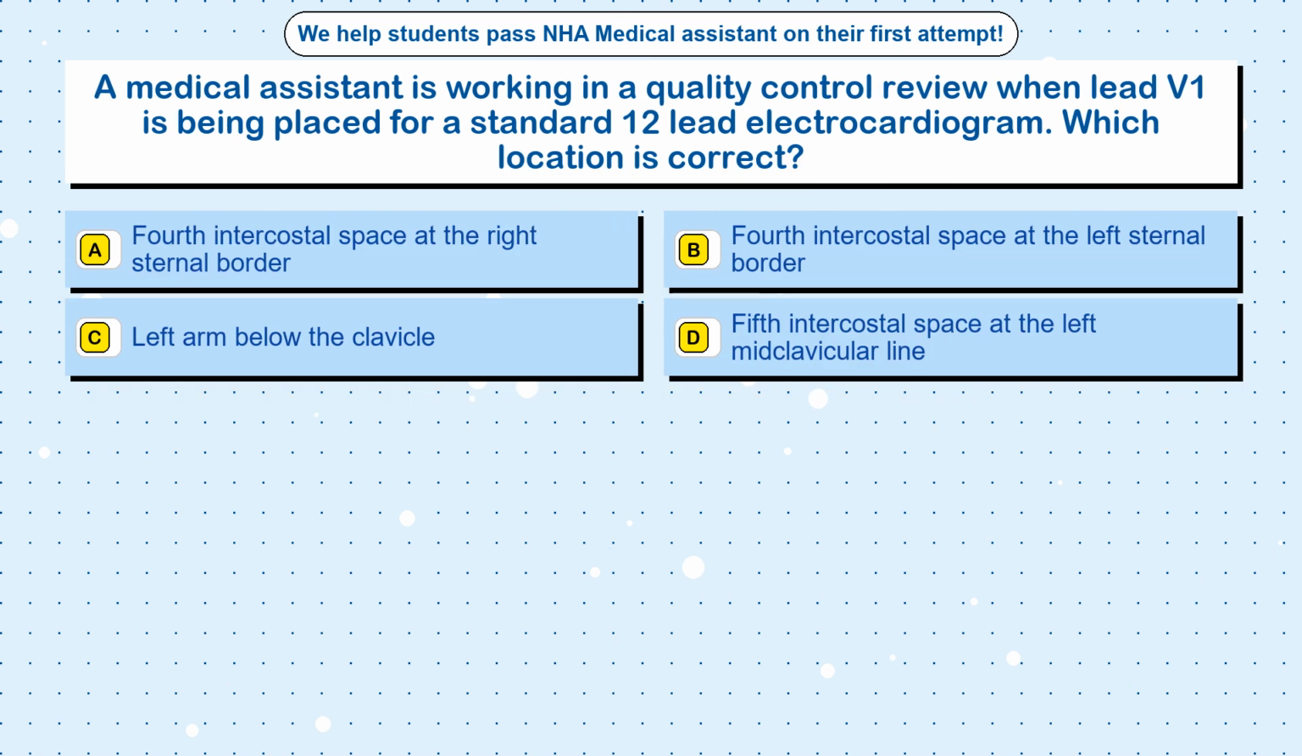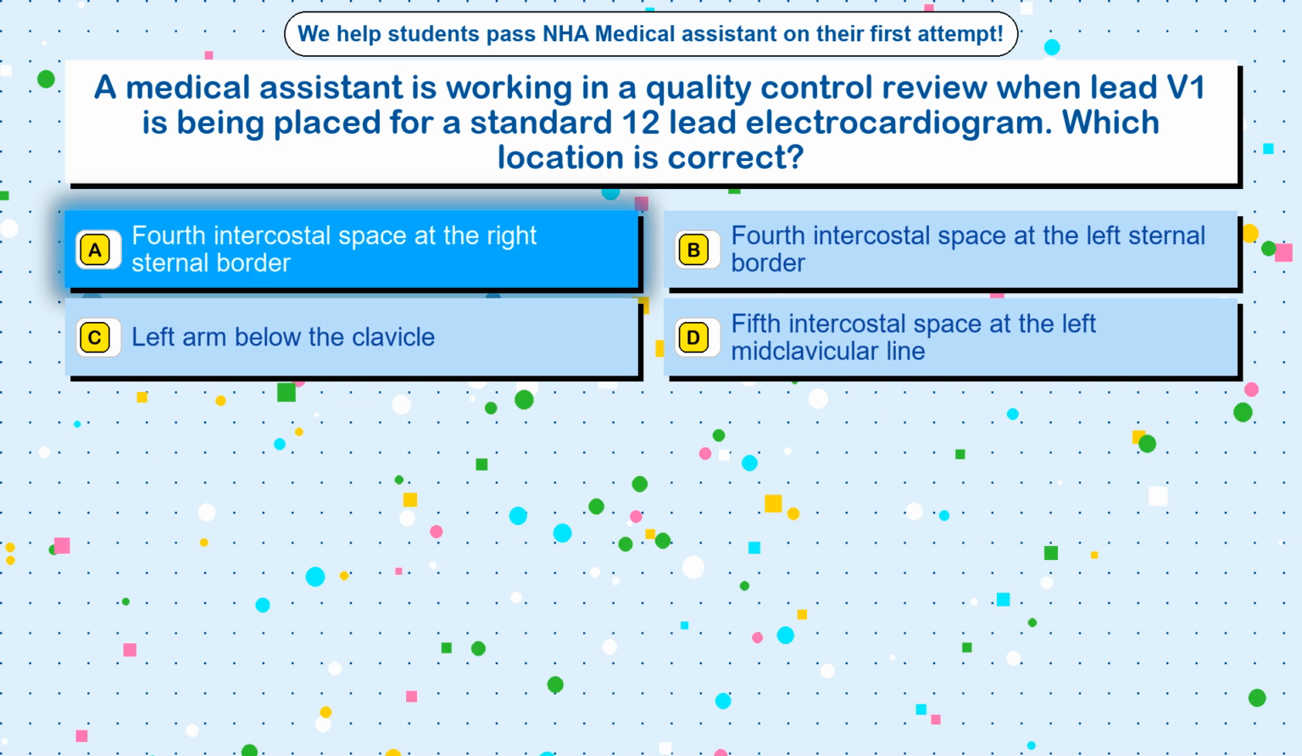Question 40. A medical assistant is working in a quality control review when lead V1 is being placed for a standard 12-lead electrocardiogram. Which location is correct? Option A, fourth intercostal space at the right sternal border. Option B, fourth intercostal space at the left sternal border. Option C, left arm below the clavicle. Option D, fifth intercostal space at the left midclavicular line. The correct answer is option A, fourth intercostal space at the right sternal border.